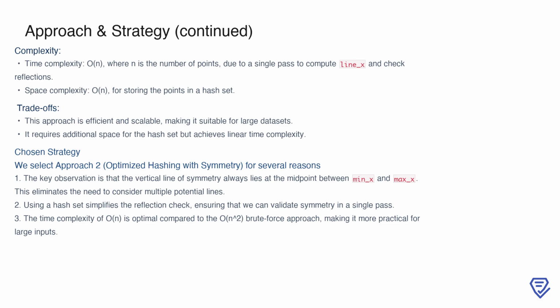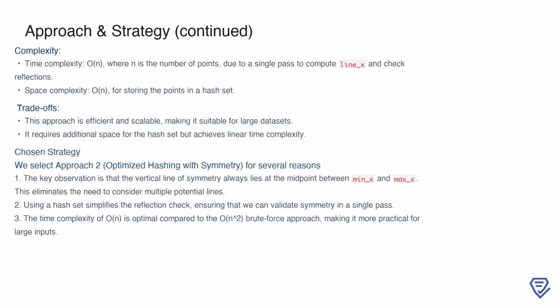The space complexity is O(n), because we store the points in a hash set. While this method requires additional space, it scales well for large datasets. The trade-offs here include the extra memory usage, but this is more than compensated for by the linear time complexity, which makes it highly efficient.